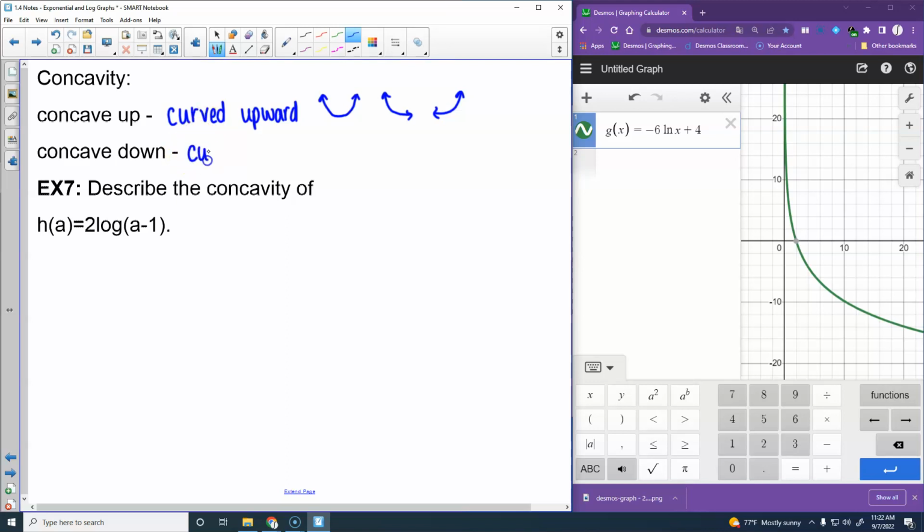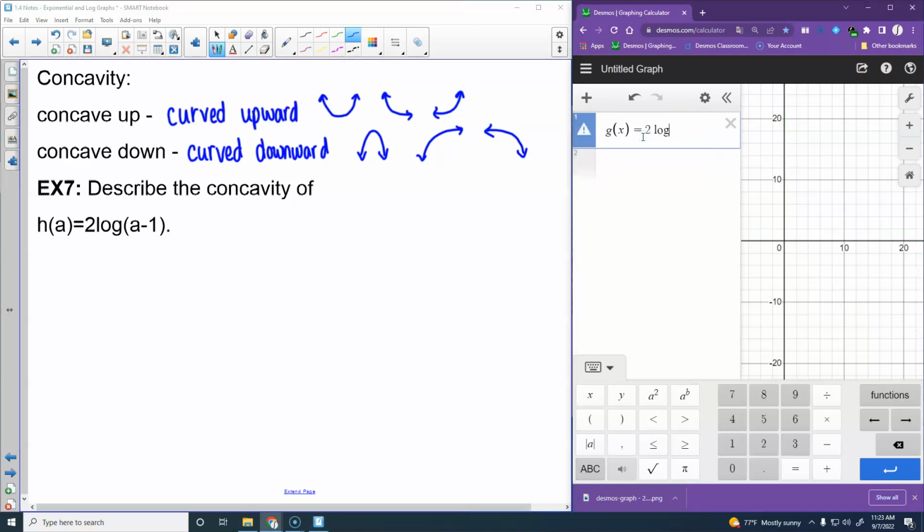Concave down is curved down. So think of it as an upside down U. For logs and exponentials, that looks like this, of some sort, right? It's like either half of that U. Okay. Good news about concavity. Logs and exponentials are always concave up or always concave down on their domain. So when you see this, it's really just asking you about their domain, more or less. And you've got to decide if it's concave up or concave down.